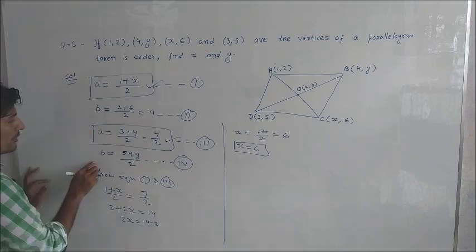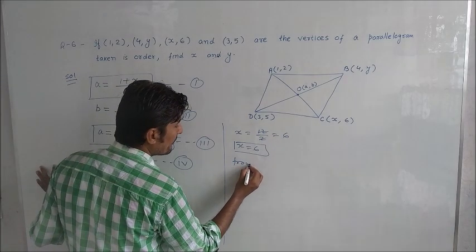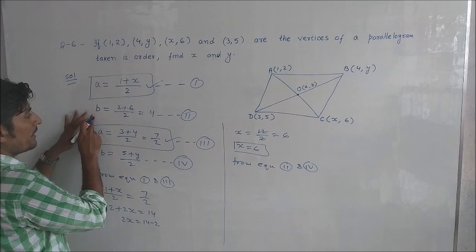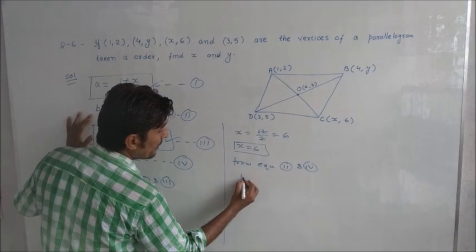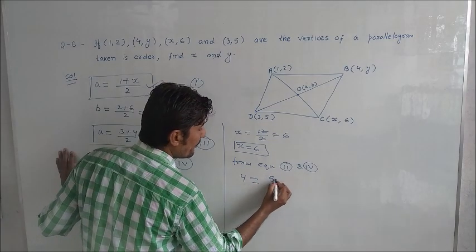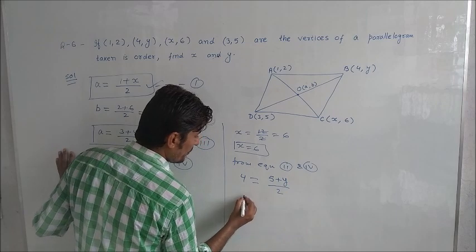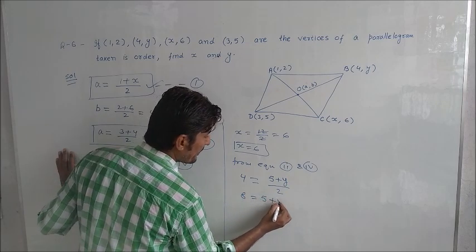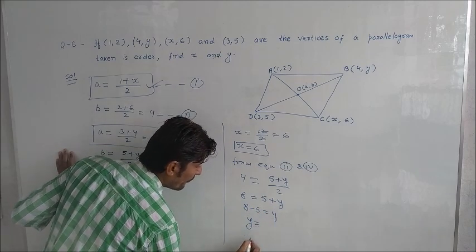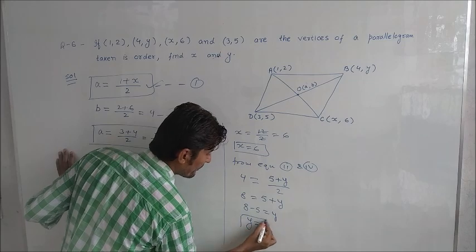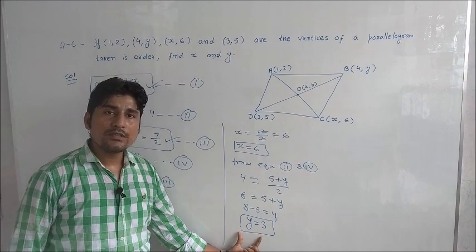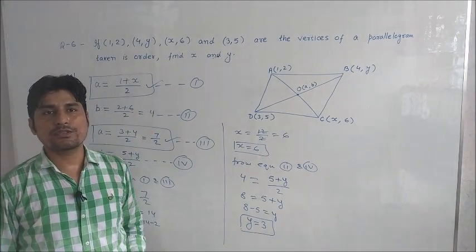Now similarly from equation 2 and 4 we can write. In equation 2 we have 4 is equal to, and in equation 4 we have (5 plus y) upon 2. So here we can write 8 is equal to 5 plus y. 8 minus 5 equals y. And finally we can write here y equals 3. So finally we got x equals 6 and y equals 3. So this is the final solution of this question.